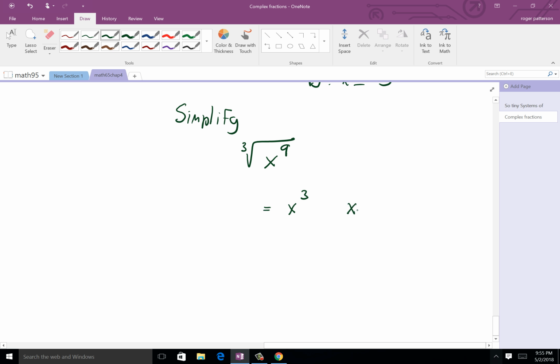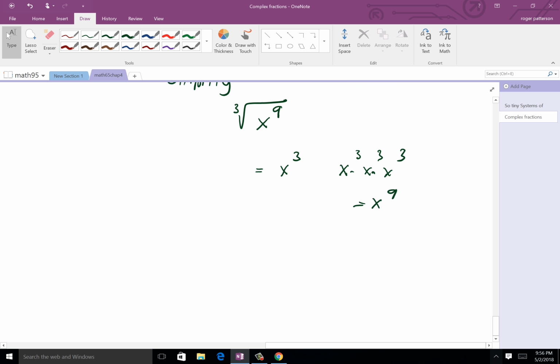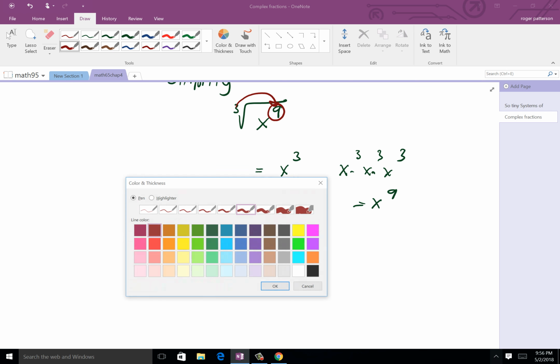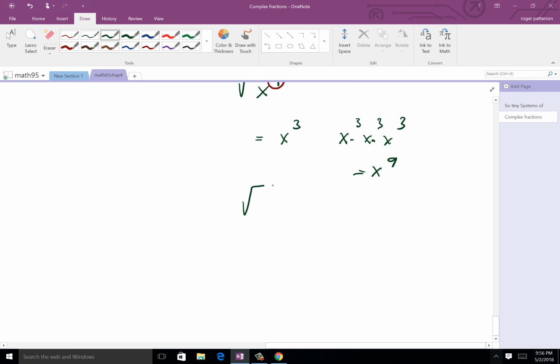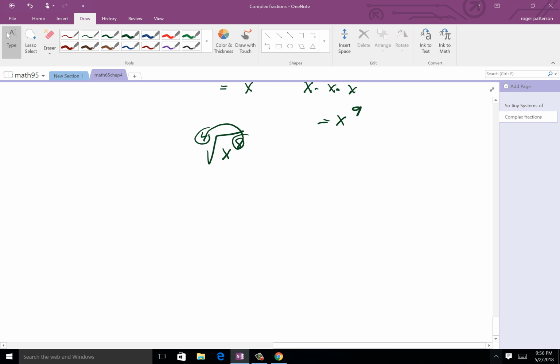Well, that's because x to the 3rd, right, times x to the 3rd times x to the 3rd is x to the 9th. Okay, well, what's really happening here? Well, what's happening is we're taking this 9 and we're dividing it by the 3, which is the root. Okay, so that gives you that power of the answer. All right, so if we have, for example, the 4th root of x to the 8th, then really all I need to do is divide those two, and I get x to the 2nd.